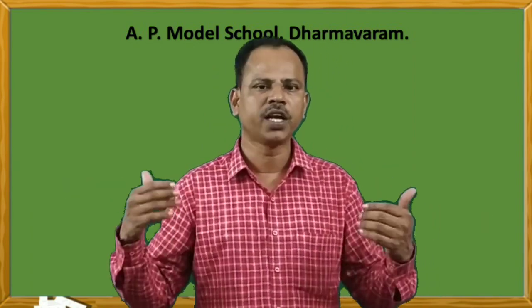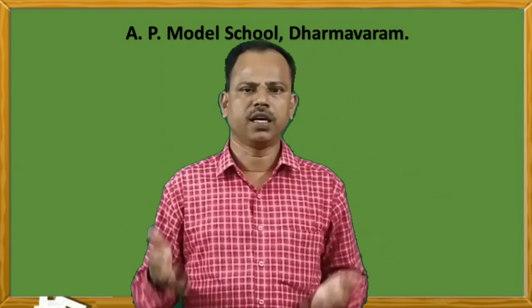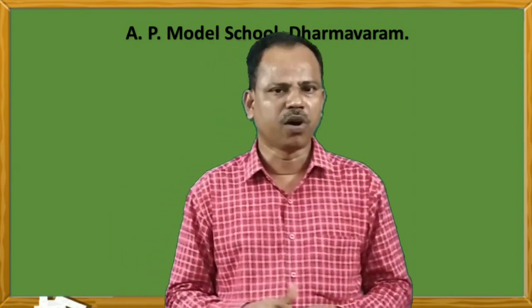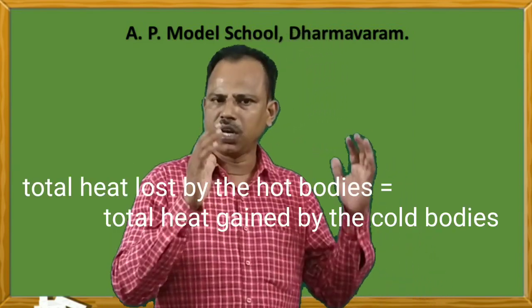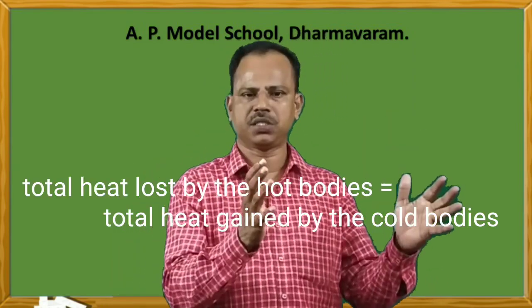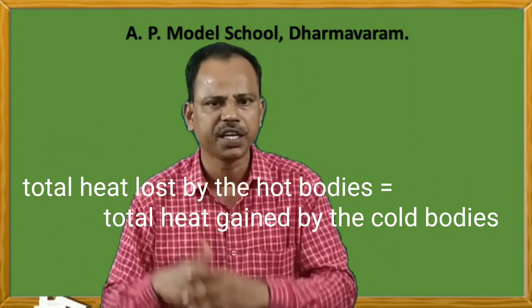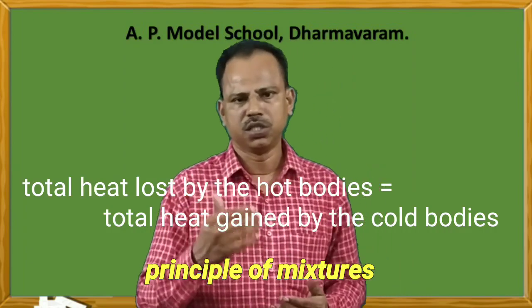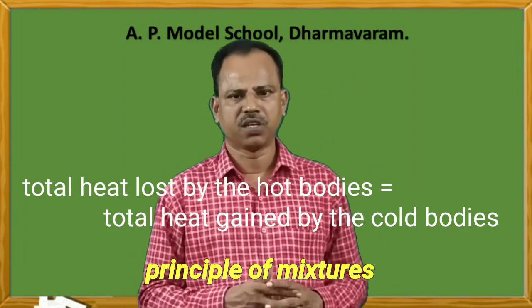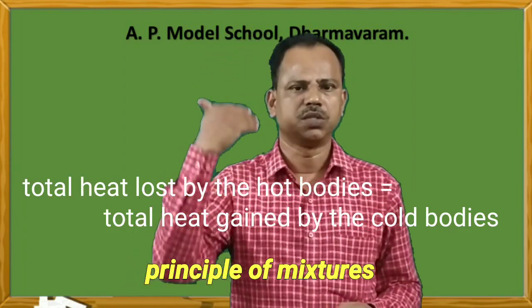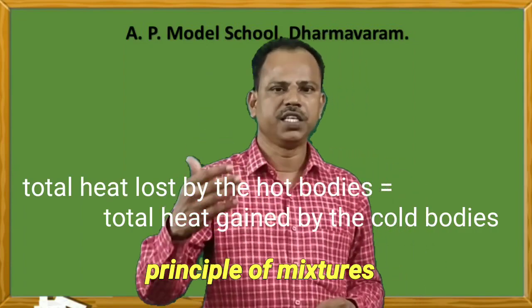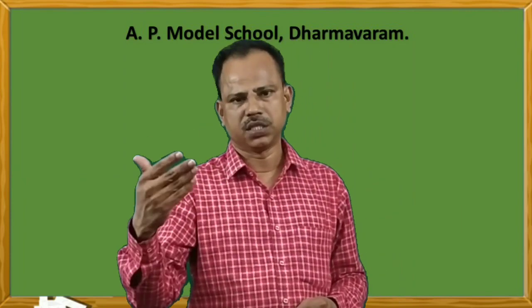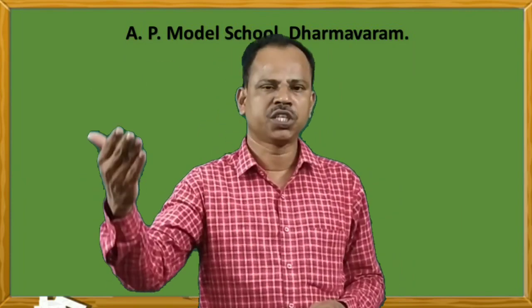In case of more than two bodies, this principle of mixtures is also valid. In such a case, you can modify this equation as total heat lost by the hot bodies is equal to total heat gained by the cold bodies. Okay, so this is the principle of method of mixtures. This principle is useful to find the specific heat of some unknown materials. So let us have a demonstration of that.